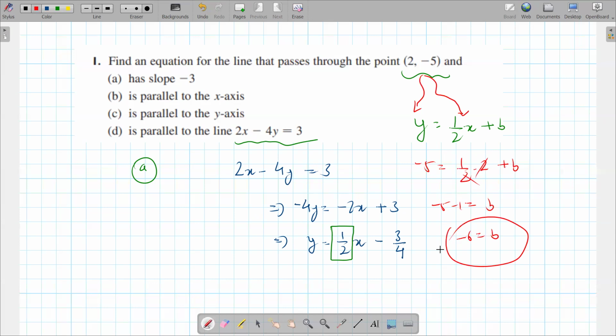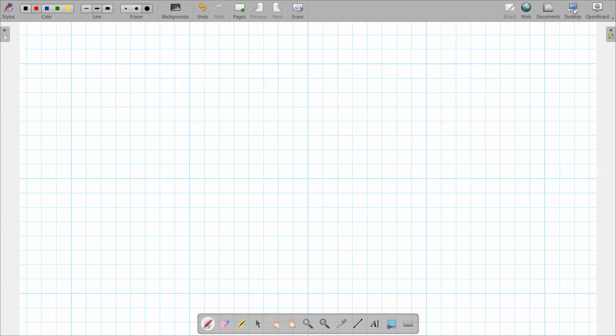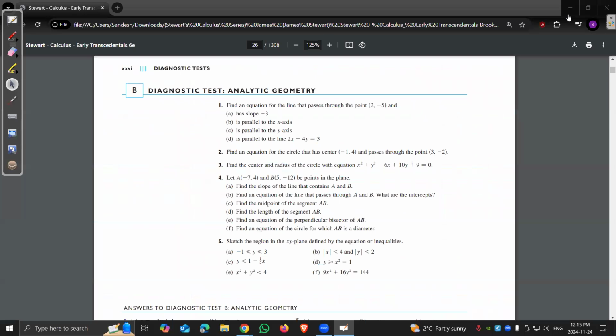So again, linear equations, kind of simple. You just have to plug in the point sometimes to find the slope or to find the y-intercept.